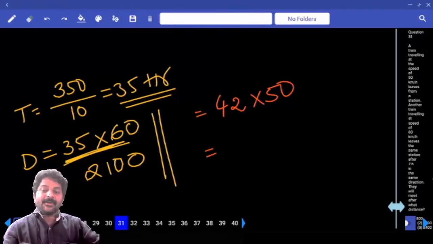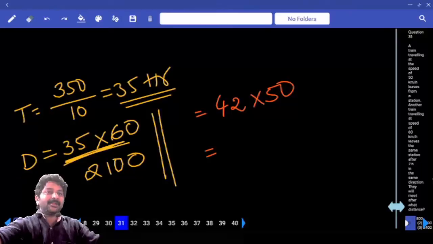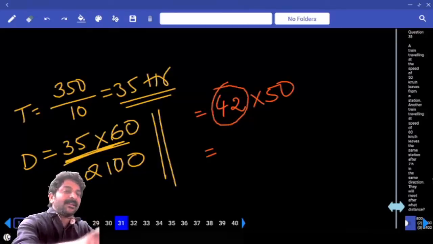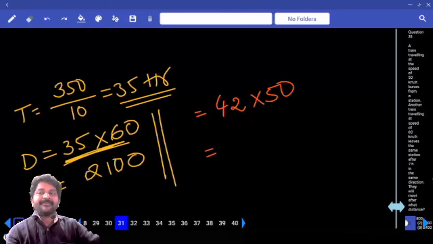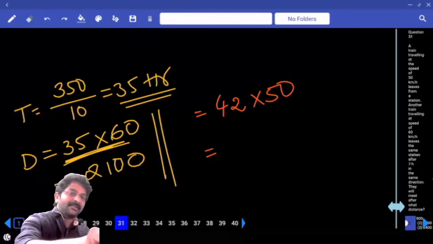Understood? How do you take 50 times of any number? Half and into 100. Take 100 times and half of it. 100 times of this number is 4200. Half of that? 2100. Am I right? Right.